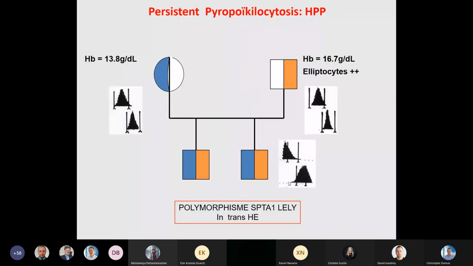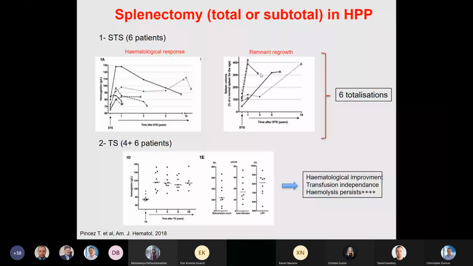And when we performed the genetic analysis of this family, the father carried an elliptocytosis mutation in the SPTA1 gene, and the mother carried this polymorphism alpha-LELY, and the association of these two mutations in trans leads to a symptomatic form of elliptocytosis. So how are you going to treat elliptocytosis? It's a hemolytic disease, it's splenic, so you will perform splenectomy.